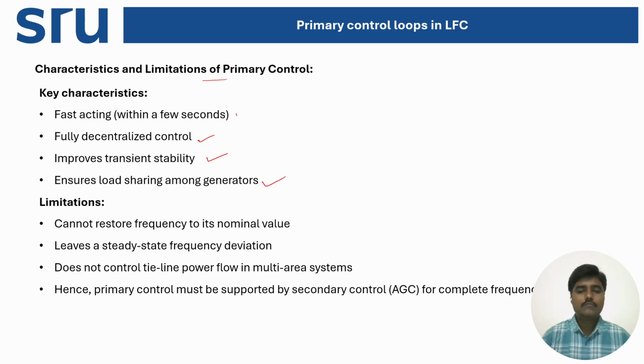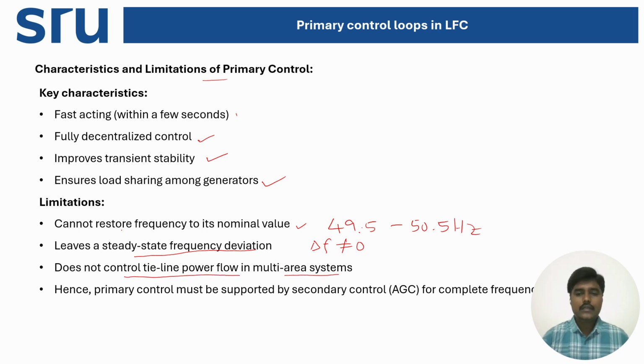And it also has some drawbacks or limitations. It cannot restore the frequency to its nominal value. Rather, it can only maintain frequency in the range of 49.5 to 50.5 Hz. It always leaves a steady state frequency deviation, that is delta F. So this delta F is never equal to 0 because of the primary control loop. And it cannot control tie line power flow in multi-area systems.